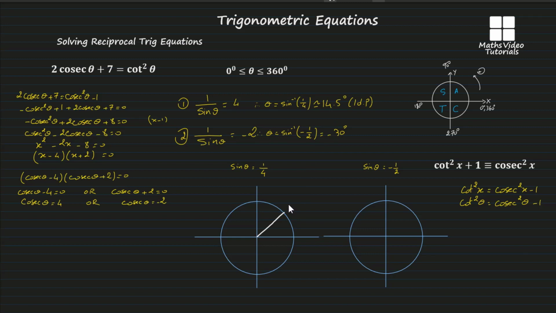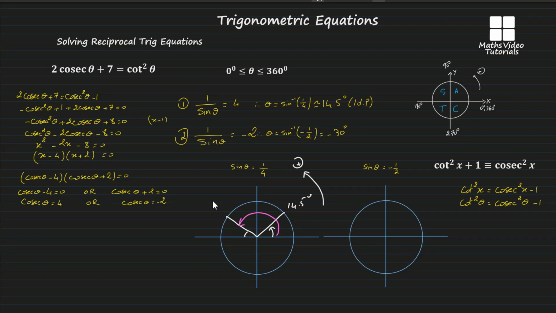So this is 14.5 degrees. And there will be another one here. Now to obtain this one here, because these two angles are the same, and remember we are following this direction, the first one is this angle, 14.5 degrees. The second solution will be all this.